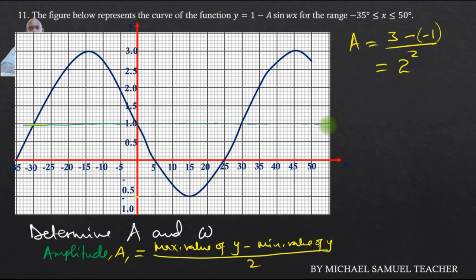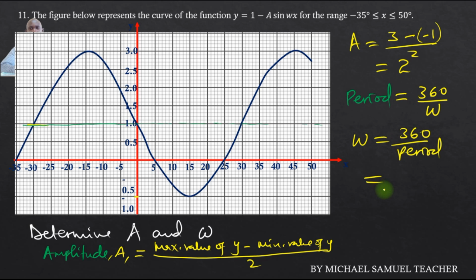Alright, the other one is we find W, and that is the period. And how do we get the period? We need to observe it from the graph. If we look keenly, there are two ways we can go about it. Period is given by 360 divided by W. So W will be 360 over the period. Period is the time for one complete oscillation.